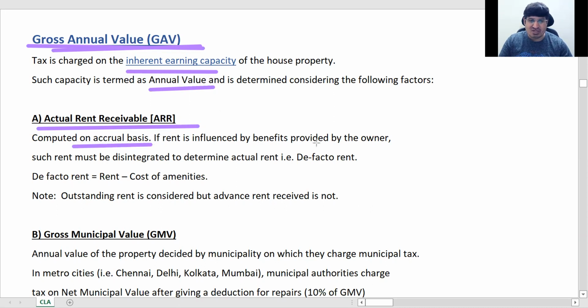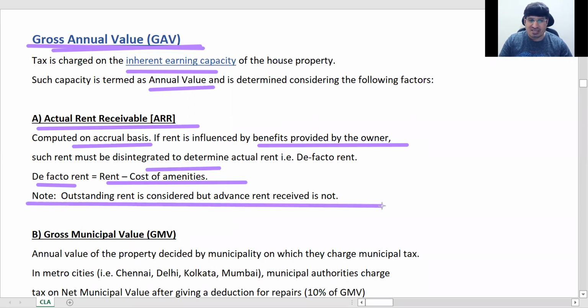And for benefits provided by owner, you remove the cost of benefits. So take de facto rent, which is rent minus amenities. Okay. Then actual rent received or receivable, you take out cost of furniture or amenities, all that. Note, outstanding rent is considered, but advance rent is not. This point we had seen. So you consider rent for the previous year, not outside it. Okay. Within previous year, all rent will be considered, whether paid or unpaid. Okay. That is your accrual basis.